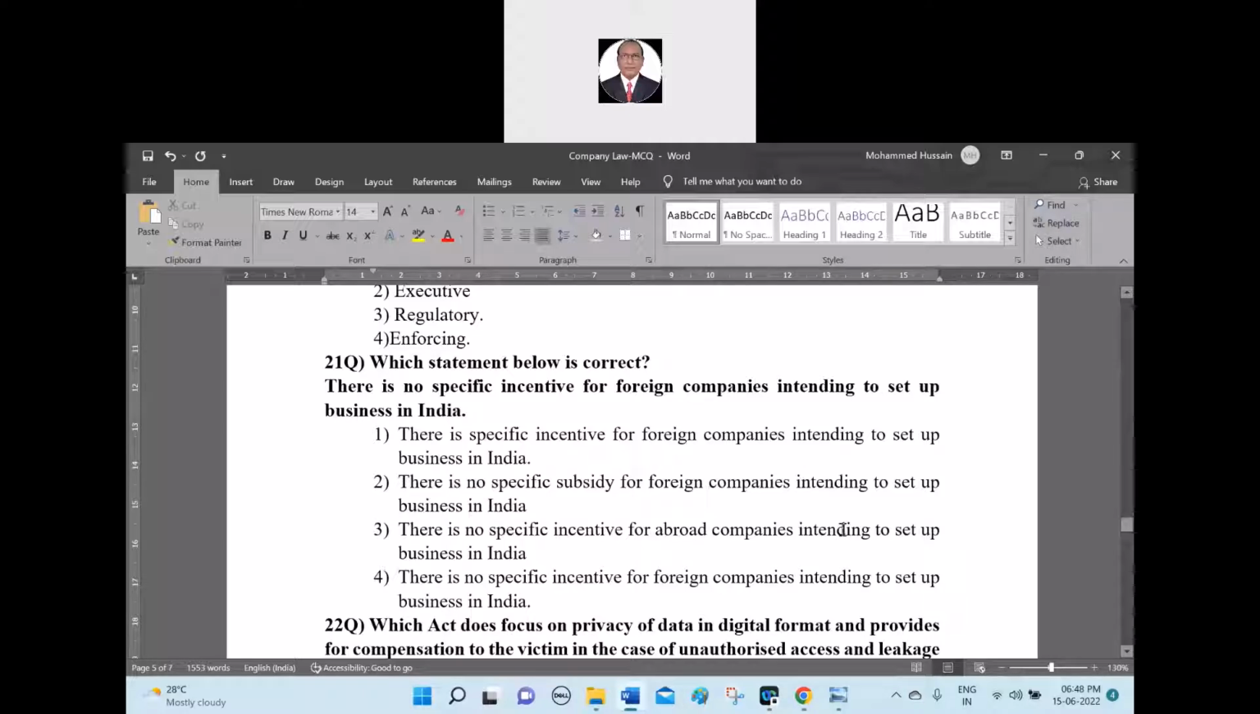I gave the answer in the question itself. Why you are taking that much time to make it out? What is the answer? Among the four, option one. Among the 1, 2, 4, which is the right answer? I gave the answer in the question itself. Option one is there is a specific incentive, but then there is no specific incentive. And you say number one.